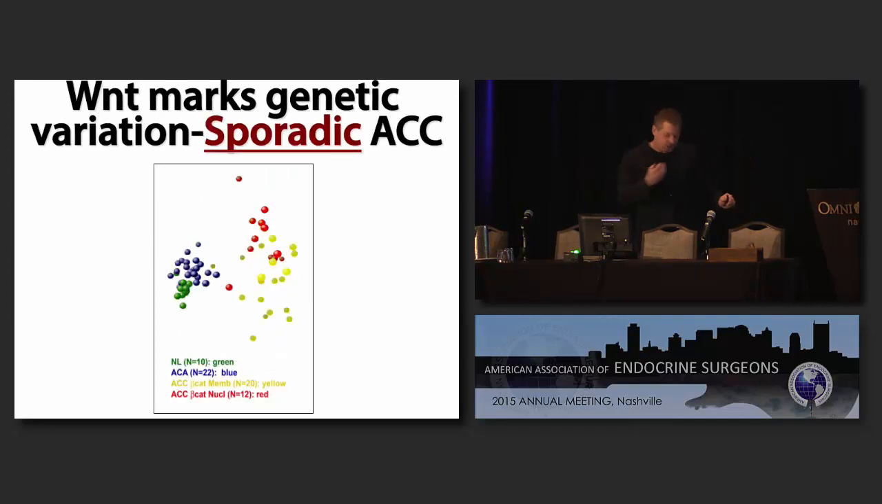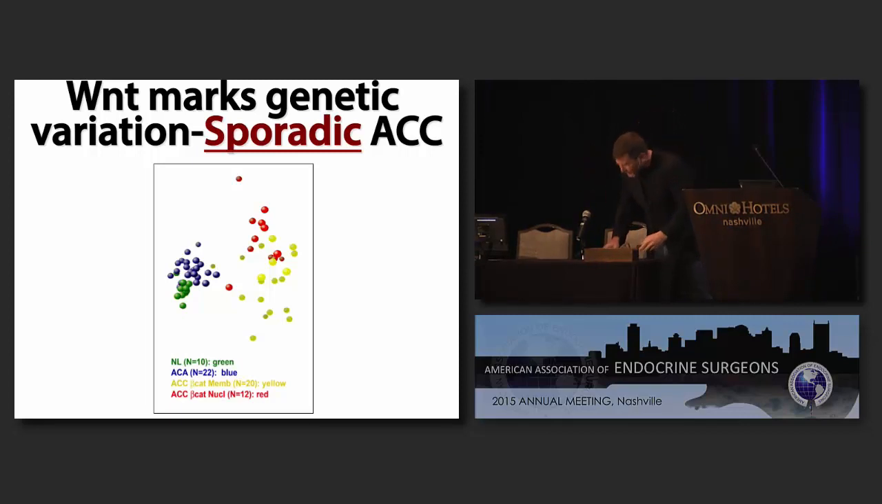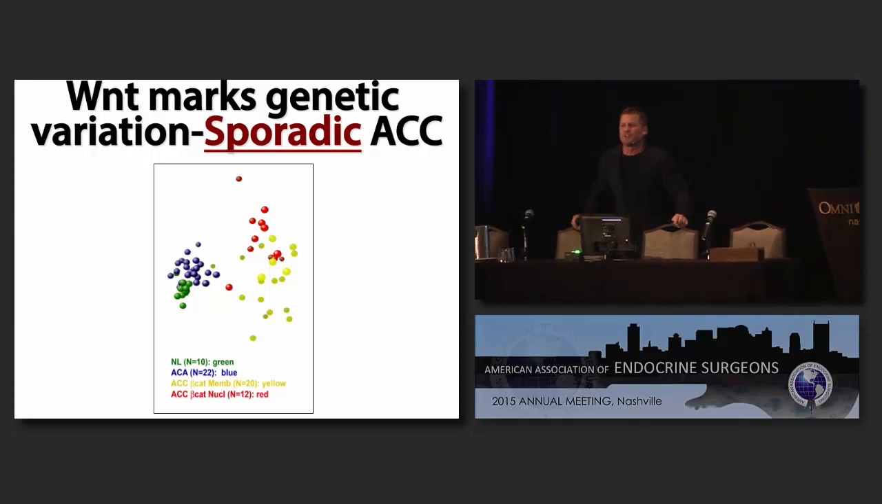So, when we first looked at our set of adrenal cancers, sporadic adrenal cancers, this is the principal component analysis. Each dot is one cancer. Each dot is 20,000 genes. And it just shows you the relationship of each cancer to each other. On the left side of the screen, you have blue dots, which are the adenomas, and green dots, which are the normals. You notice that they look very similar to each other in terms of genetic footprint.